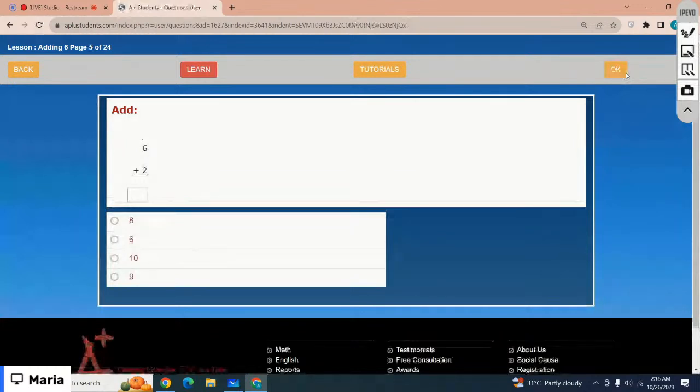Okay, the next one is 6 plus 2. So which is the correct option? The correct option is, very good, that is 8. 6 plus 2 makes 8.